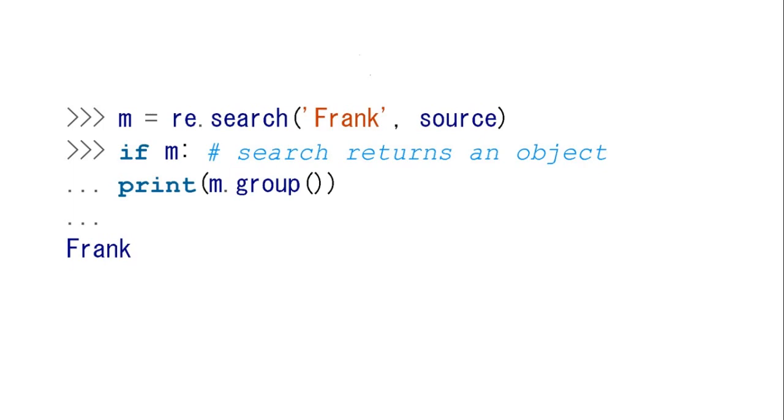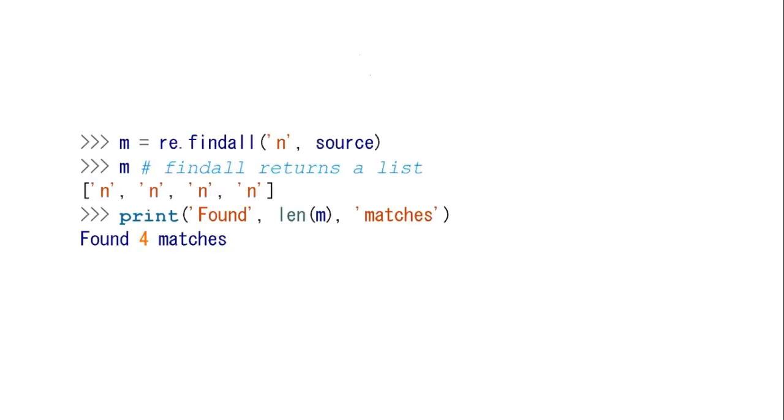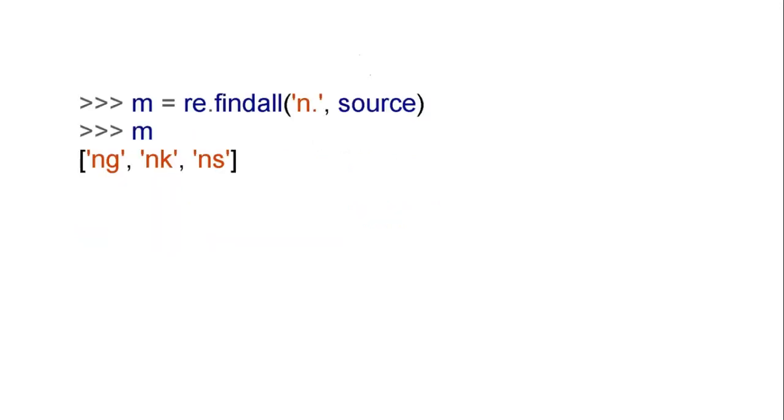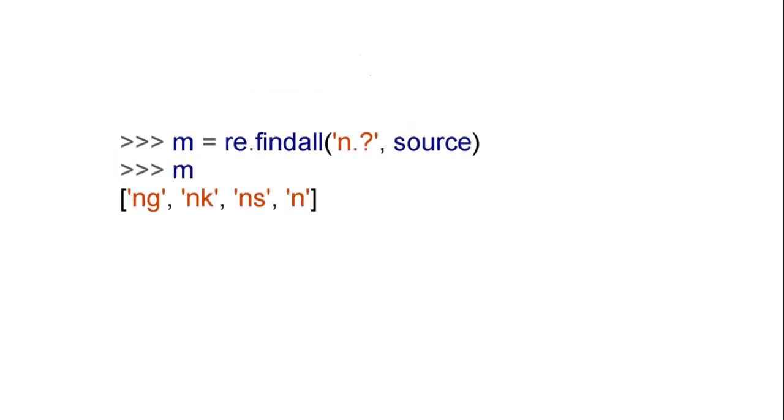Now all matches with findall. The preceding examples looked for one match only, but what if you want to know how many instances of the single letter string n are in the string? How about n followed by any character? Notice that it did not match the final n. We did need to say that the character after n is optional, n.